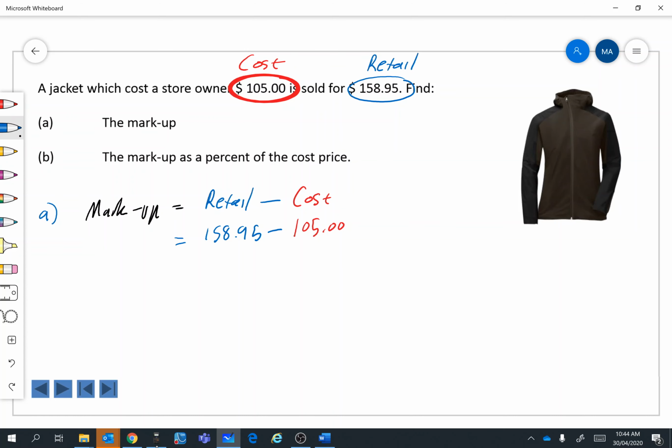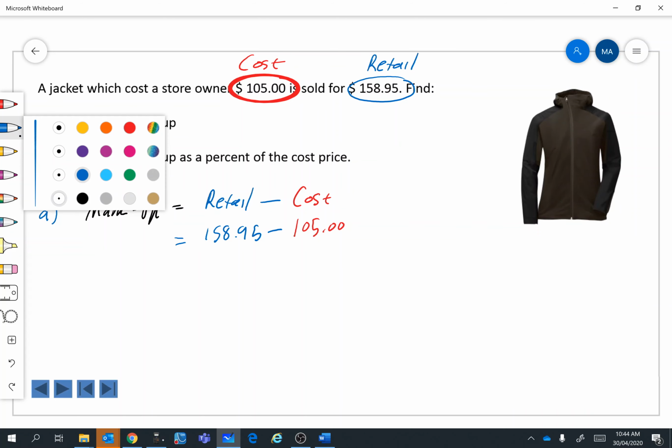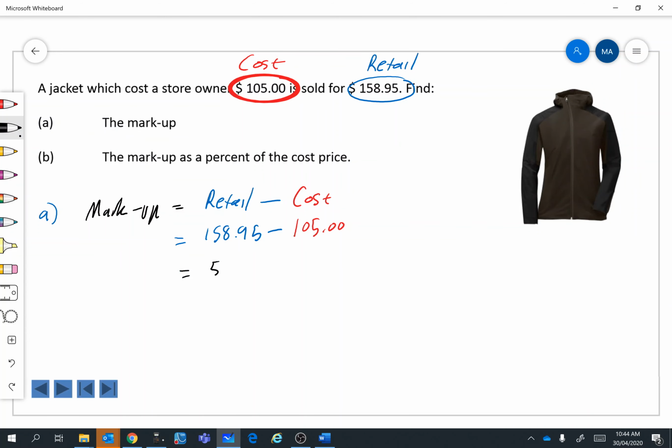So the markup is 158.95 minus 105. So 53.95 is the markup. So that's the amount that has been added on by this store owner in order to make some sort of a profit. Okay, so the markup as a percent of the cost price.